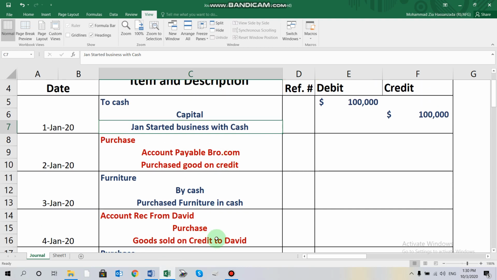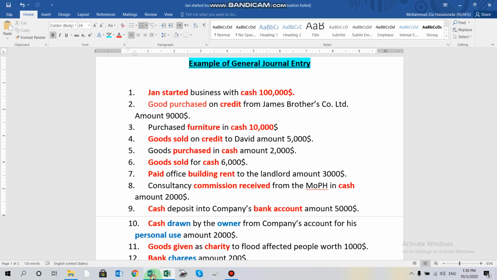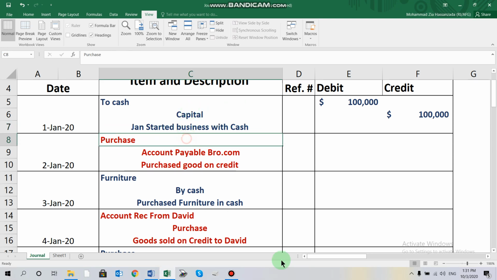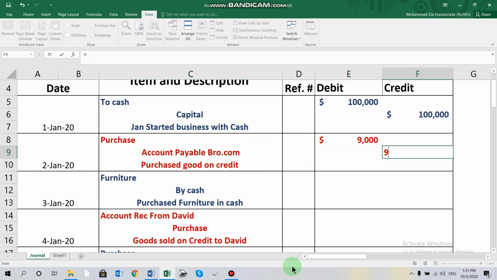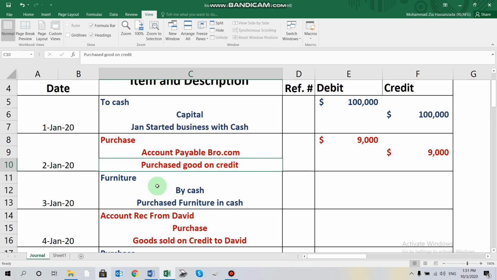The next transaction is goods purchased on credit from James Brother Company, amount 9,000. One side we are receiving some goods, but since these goods are purchased on credit, from the other side our account payable or liability is increasing. So we record the goods received on the debit side, 9,000, and from the other side account payable is creating by 9,000 to Brothers Company.